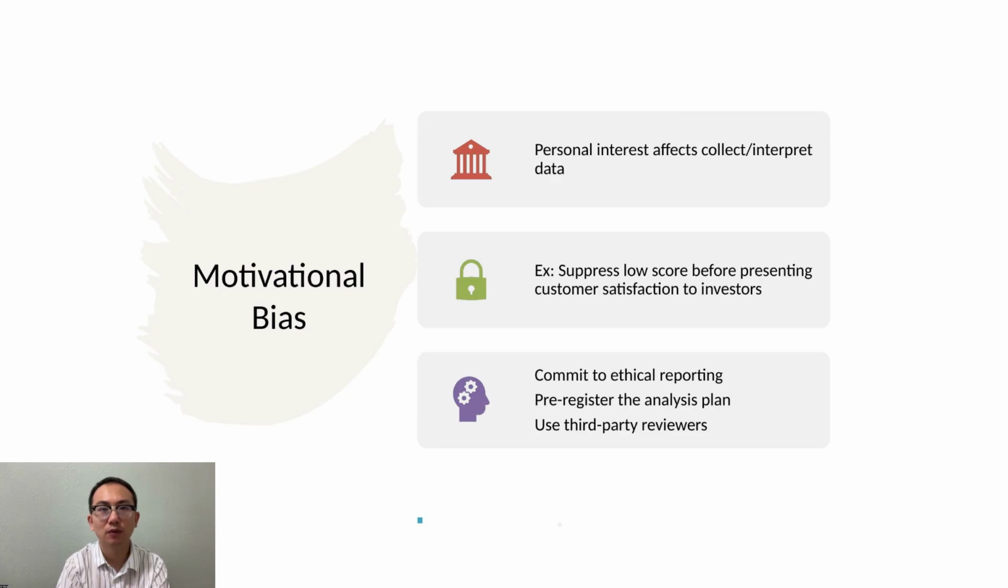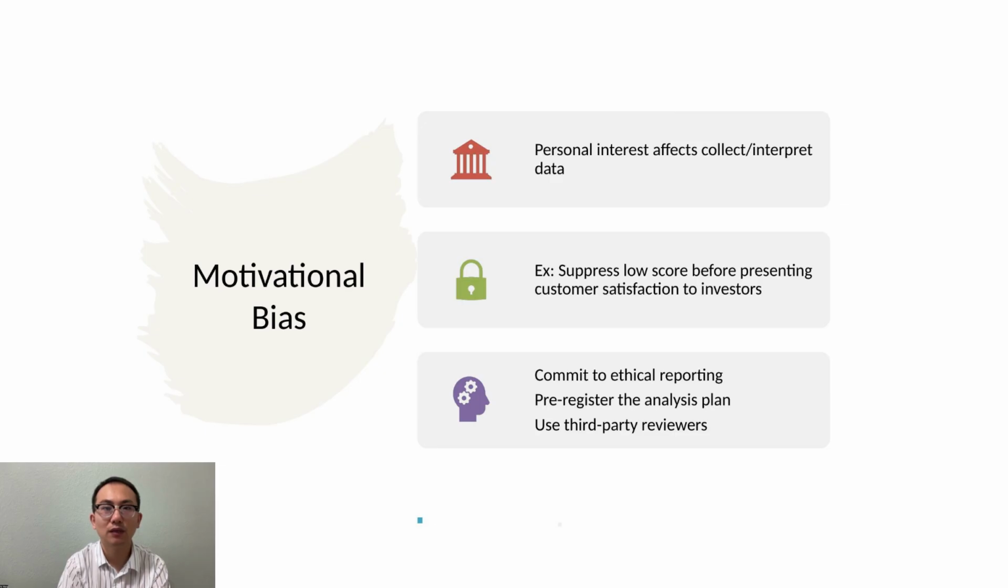Motivational bias happens when personal interests, incentives, or beliefs, whether intentional or not, affect how we collect, interpret, or report data. It often shows up when surveys or experiments are designed to support a desired business goal. Unfavorable results are downplayed or hidden, or findings are presented in a way that pleases stakeholders or justifies funding. A company studying customer satisfaction may only survey loyal customers or leave out low ratings before presenting results to investors. The result looks good, but it's misleading.